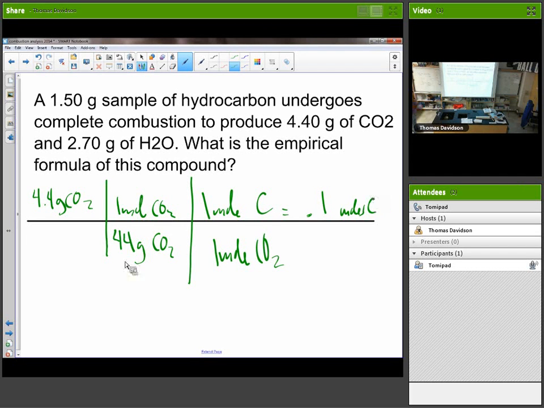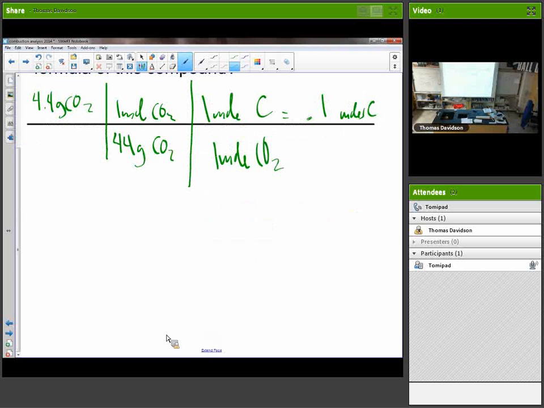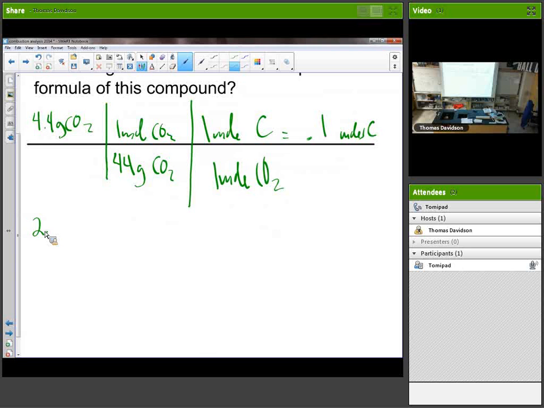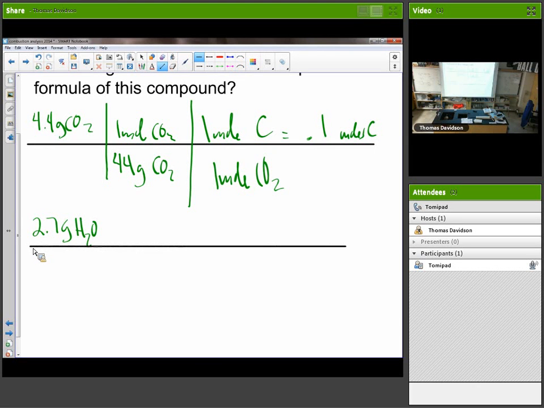So the next part is hydrogen. What was the mass of water? 2.7 grams of H2O, right? I'm not even going to try and draw a straight line. You'll see for sure, Jesse, why this last part's important. All right, so how many grams are there in a water molecule? 18 per 1 mole of it.